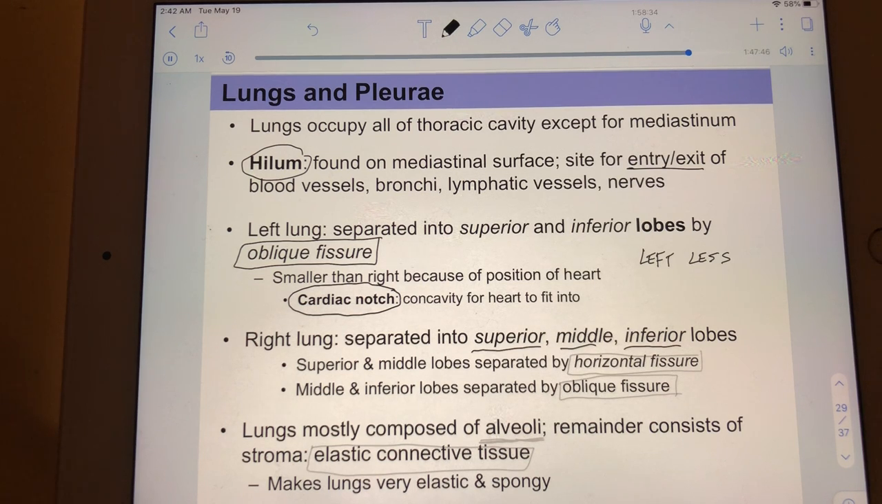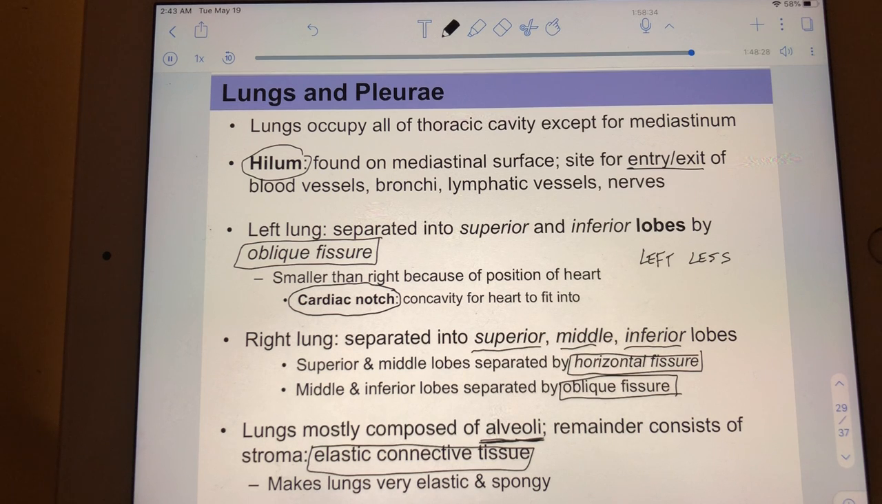The right lung, of course, has three lobes, the superior lobe, the middle lobe, and the inferior lobe of the right lung, okay? The superior and middle lobes are separated by a groove called the horizontal fissure, okay? The middle and inferior lobes of the right lung are separated by another oblique fissure, okay? So both left and right lungs have oblique fissures. Only the right lung has a horizontal fissure, okay? The lungs are packed, as you know, with alveoli, okay? The rest, whatever remaining space there is, the filler is going to be elastic connective tissue.